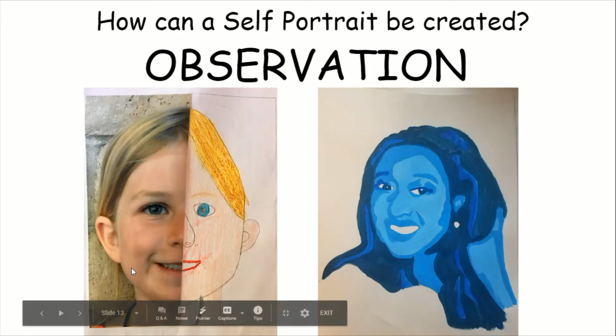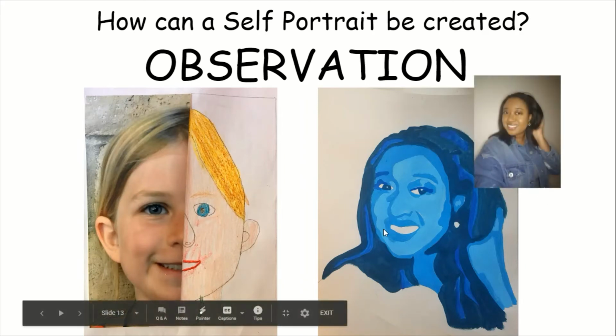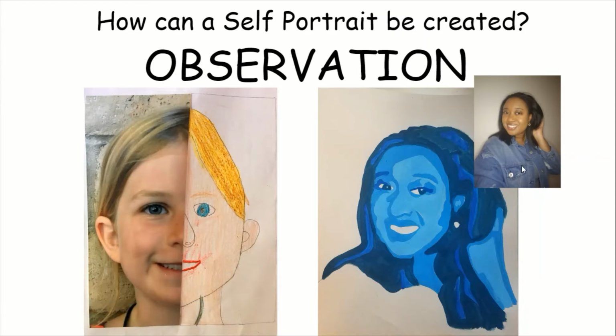So, this situation right here, this girl, she took half of her picture and she used it and observed it to make the right side of her photo. And just like how I showed you guys before, I made this self-portrait by looking at this picture of myself. So if you want to choose to create your self-portrait through observation, you can either look at yourself in the mirror and do it, or you can look at a picture of yourself and do it.